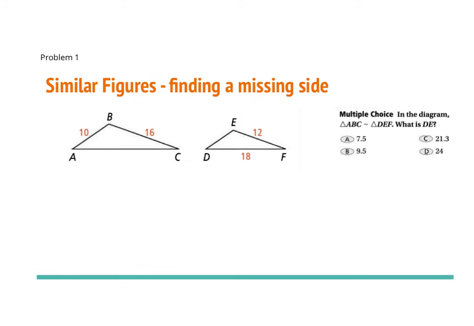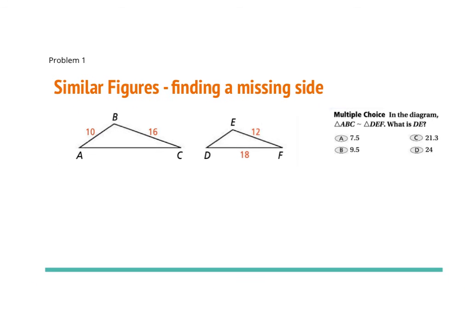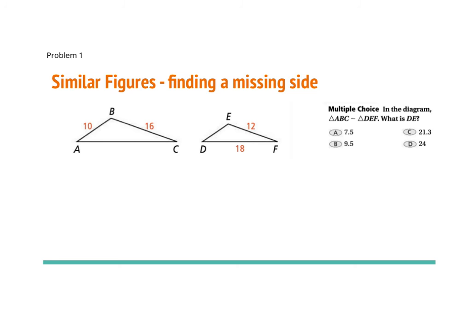Okay, so now we've got to find a missing side. In the upper left corner, this is labeled problem 1. In your homework, sometimes it'll say see problem 1, see problem 2, and these are examples that will help you with your homework. So if you're ever stumped on a homework problem, always go back to the notes and look at which problem it's referencing. In the diagram, ABC is similar to DEF. That's what that squiggly line means, remember? And it's asking us to find what DE is. That's this side right here. So that's what we're looking for.